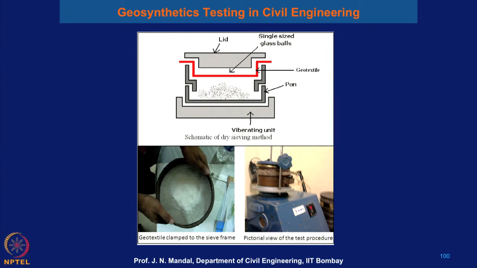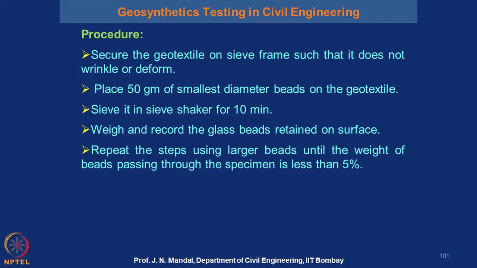This is the single size of the glass bead. So, geotextile is clamped at the sieve, and then beads are on the top, and you can shake in this machine, and you can determine what should be the apparent opening size.